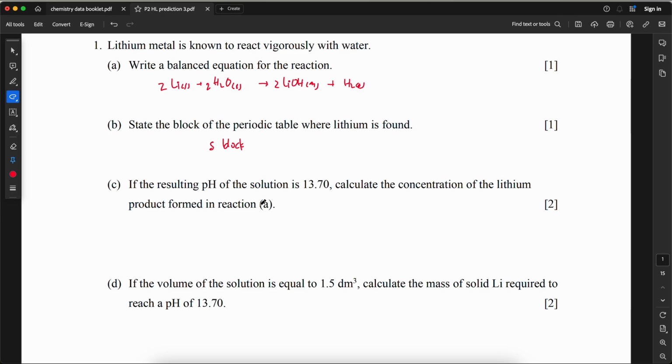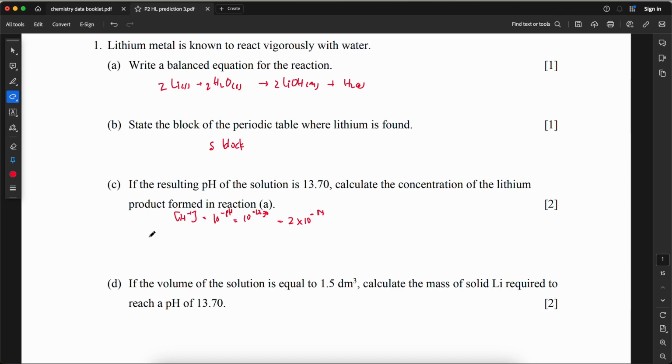If the resulting pH of the solution is 13.70, calculate the concentration of the lithium product formed in reaction A. So to calculate the concentration of lithium product formed, we can actually calculate the H+ first, because pH is known. So H+ will be 10 to the power negative pH, which is 10 to the power negative 13.70. So that would be 2 times 10 to the power negative 14. So this is the concentration of H+.